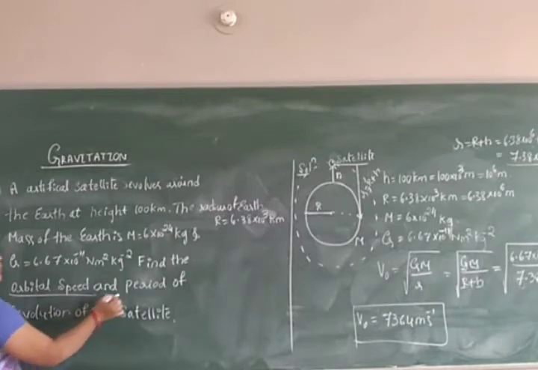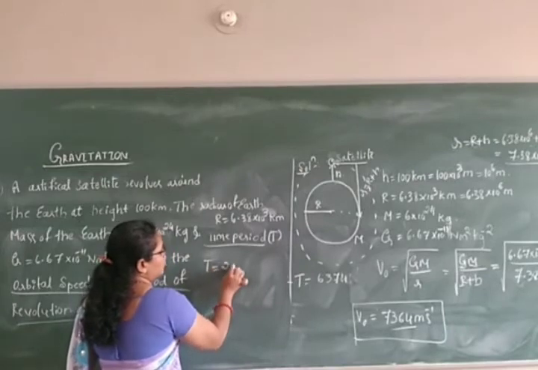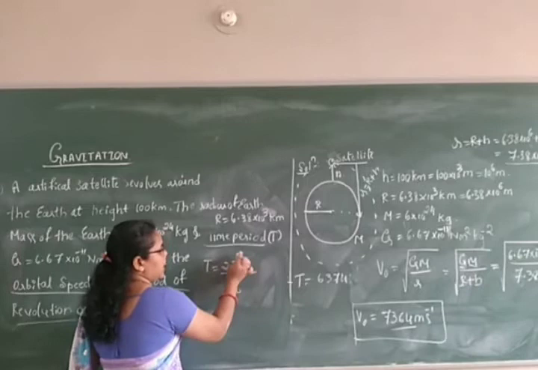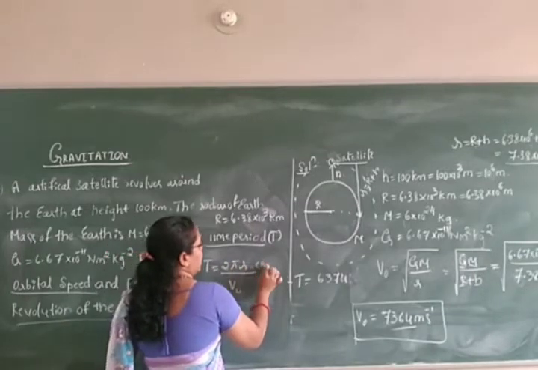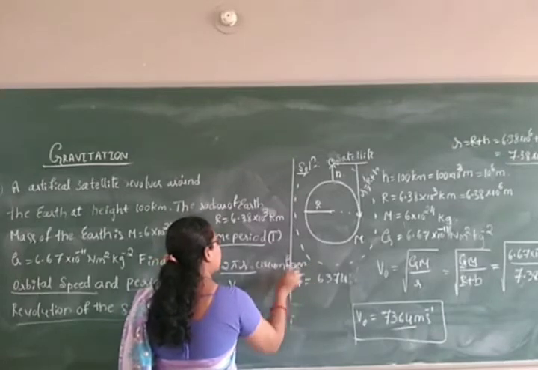The only thing left is to find the period of revolution of the satellite. T is equal to 2 pi r divided by velocity. What is this? It is the circumference of the circular path divided by the velocity.